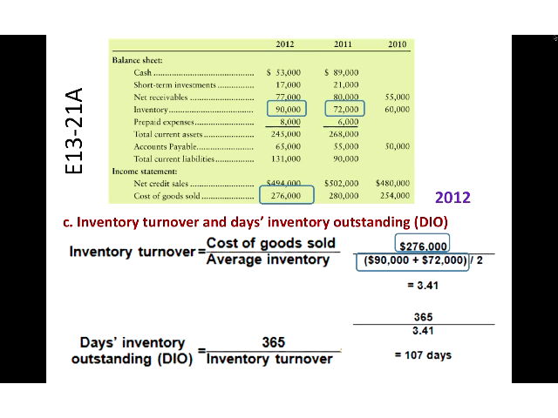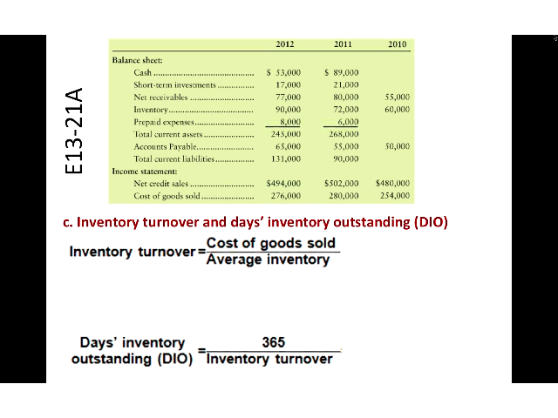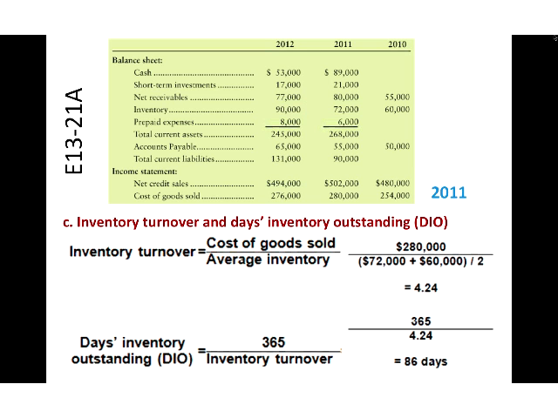We're going to do the same calculation with 2011. Exact same calculation, we're just putting in the 2011 numbers. So what we end up with is 86 days as your days inventory outstanding for 2011. So in 2011 it took us 86 days to sell our average item of inventory. In 2012 it took us 107 days. So have we improved or declined since 2011?